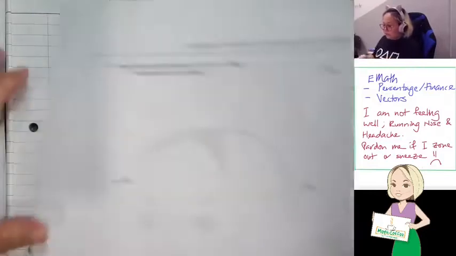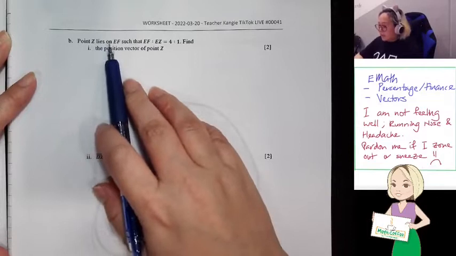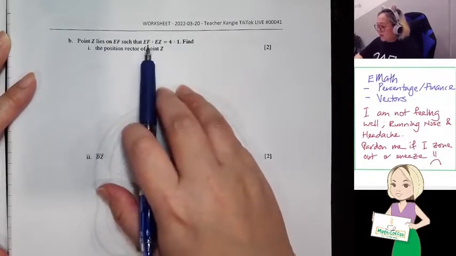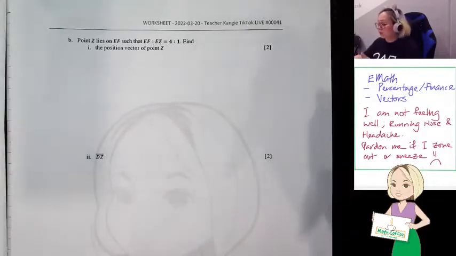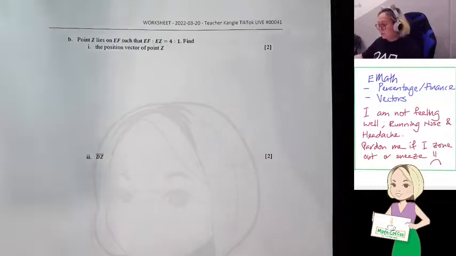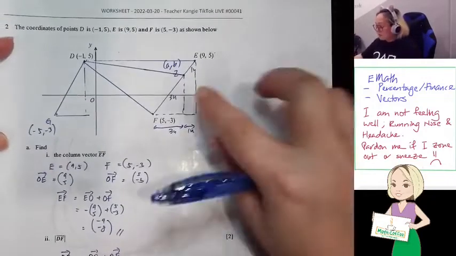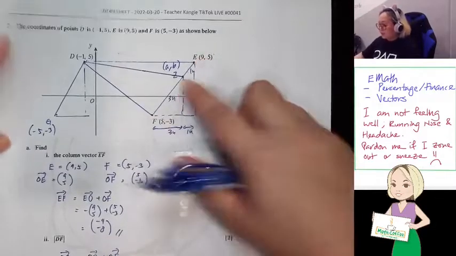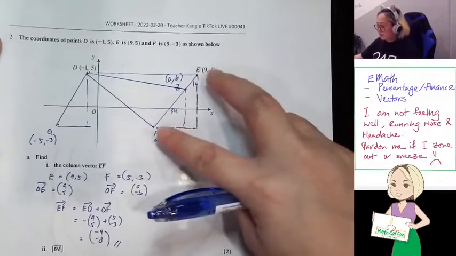Okay, now they tell us point Z lies on the EF such that EF to EZ is 4:1. This kind of question is the kind that kills students. They go, what are you talking about? So let's take a look at the diagram. Of course I already pre-drew. So they say the Z lies on the line EF.